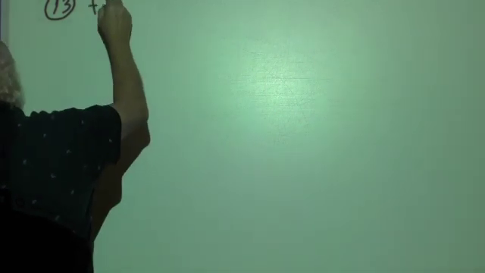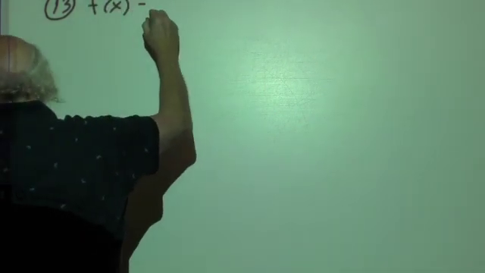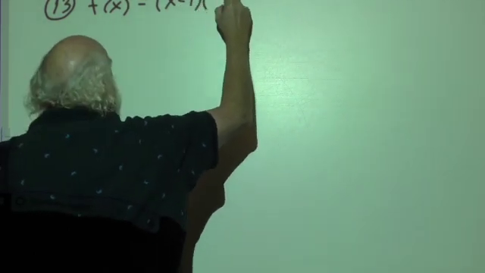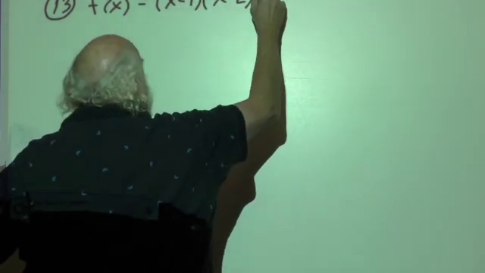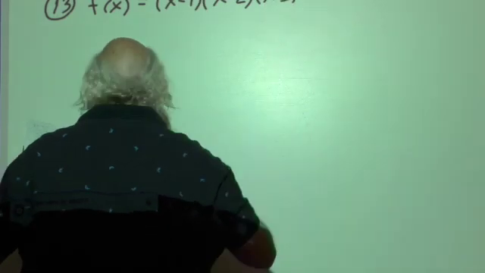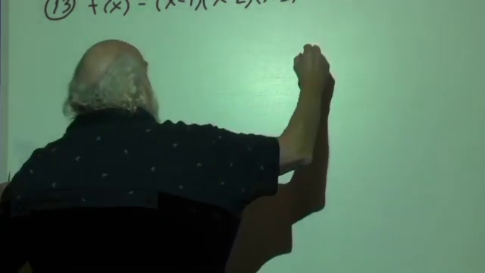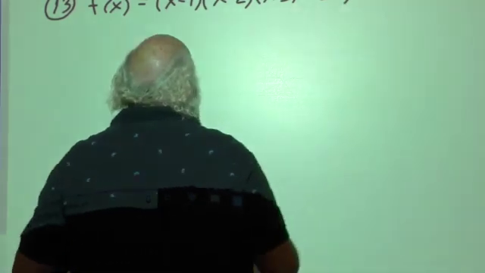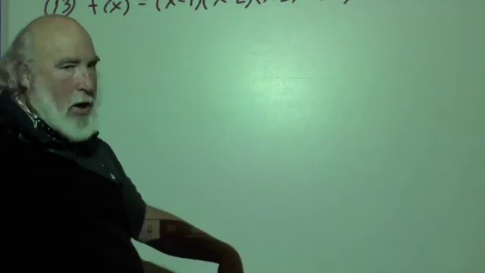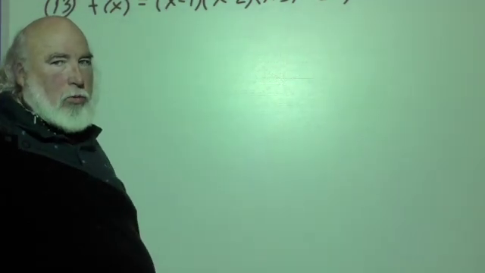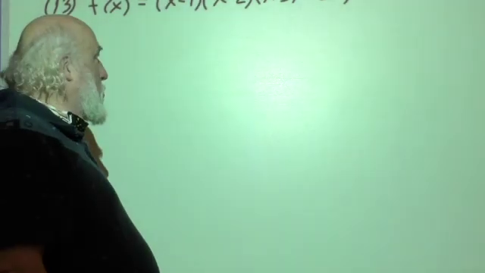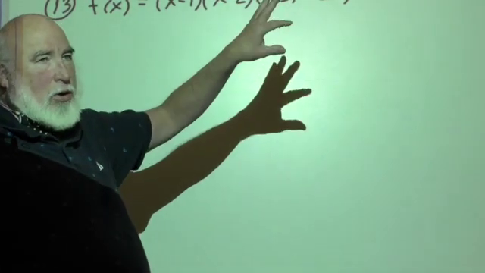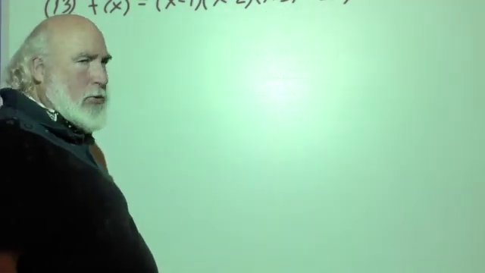Given f of x equals x minus 1 times x minus 2 times x minus 3, and the interval here is 1 to 3. Okay, again, no denominator, so I'm not really concerned about it not being differentiable. If you were to graph this out, you can see that this is a curve, a third-degree curve.